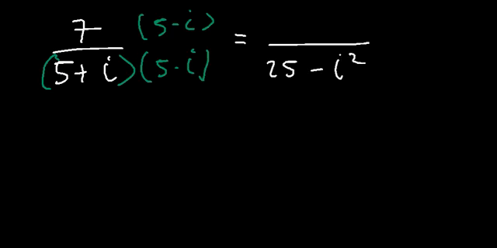On top, we got to distribute the 7. 7 times 5 is 35. And 7 times negative i is just negative 7i. So we can't really do much to the numerator. There's nothing to combine or simplify.